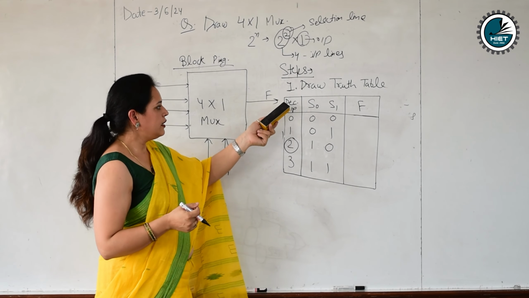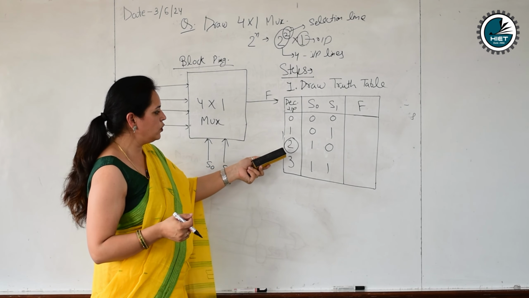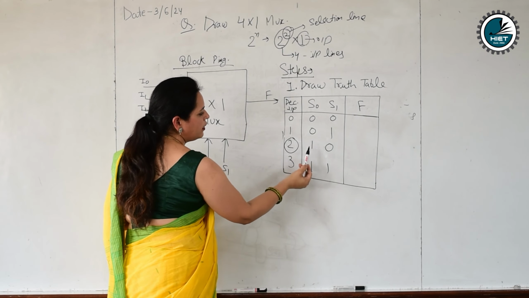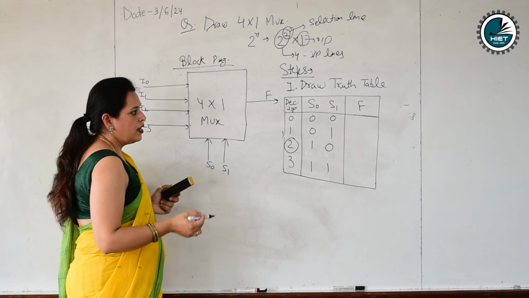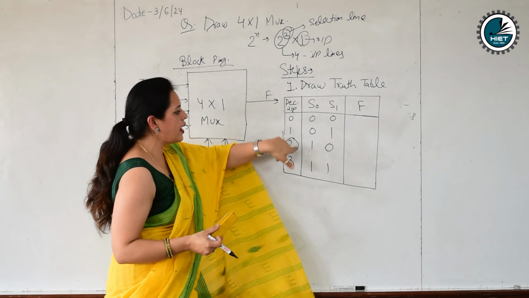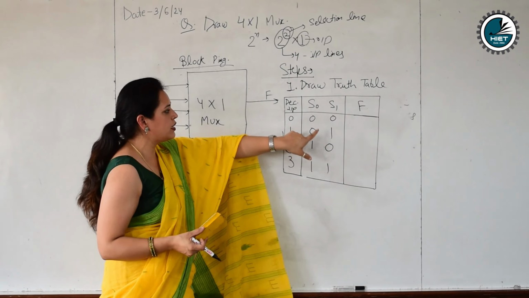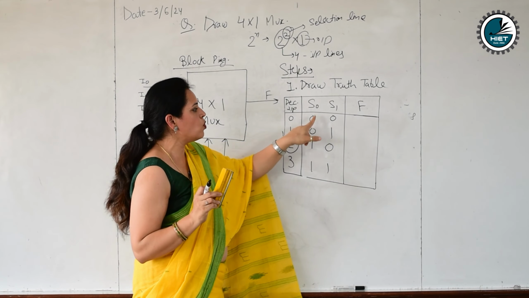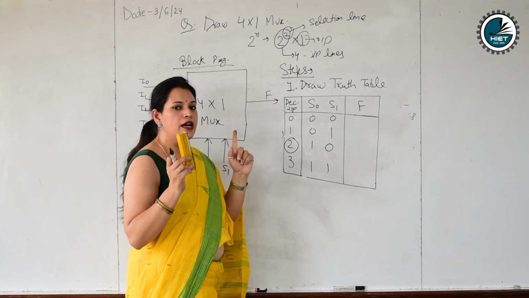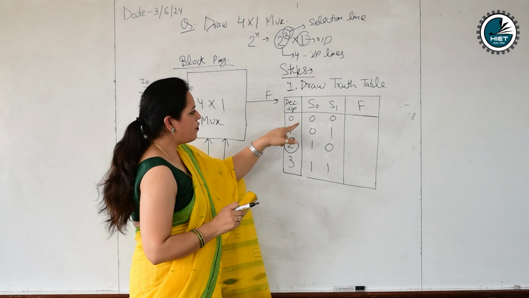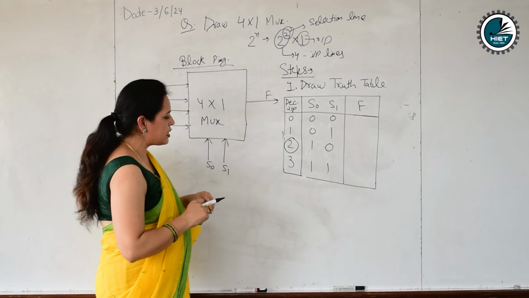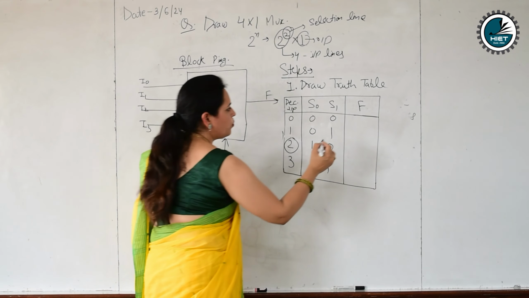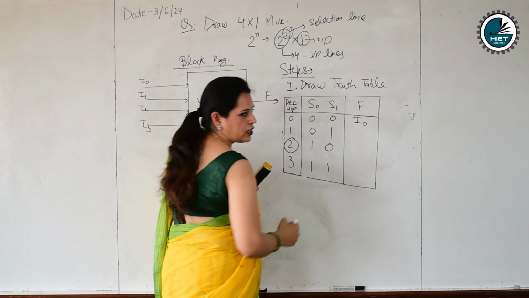Draw the truth table. These are the decimal inputs 0, 1, 2 and 3. And according to binary, these are 0 0, 0 1, 1 0 and 1 1. Now we can see the output with the help of these inputs. We are talking about the binary inputs 0 and 1. In this we have to just use 0 and 1. When both selection lines are 0, that means it is 0 and this one is also 0. What is the output? Output is I0.